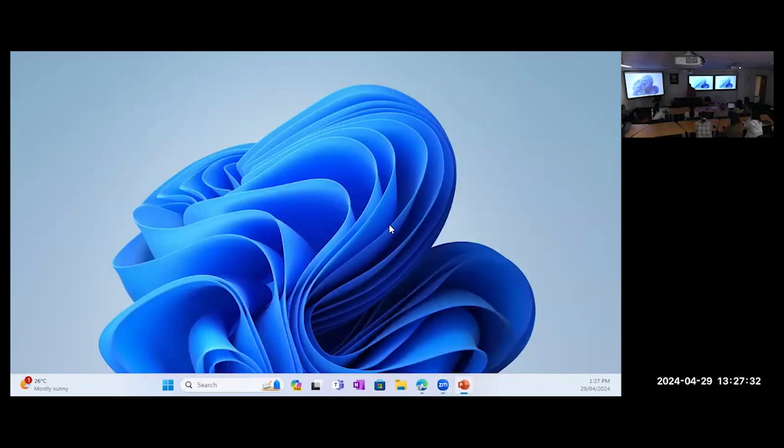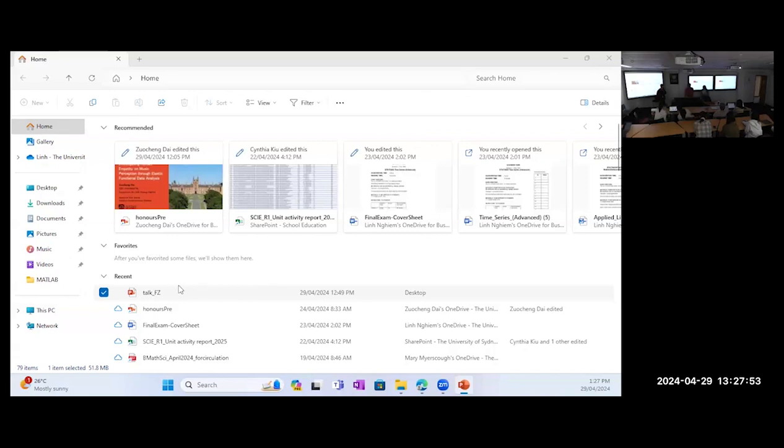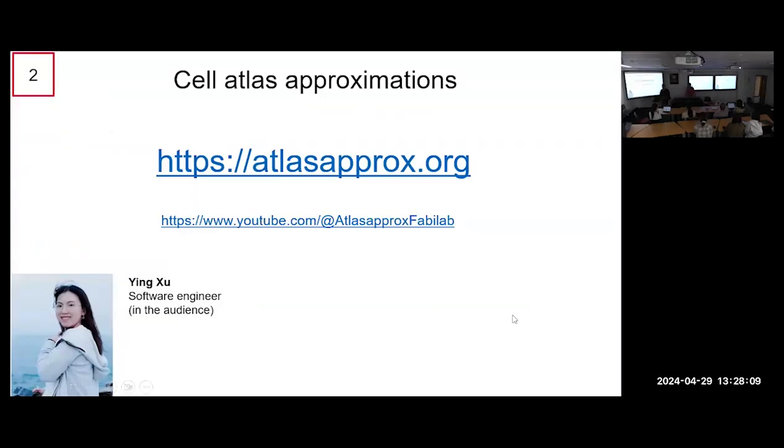I pressed the button I shouldn't have. It says it's open, but it's not really open. Oh, okay, I see. Okay, thank you.